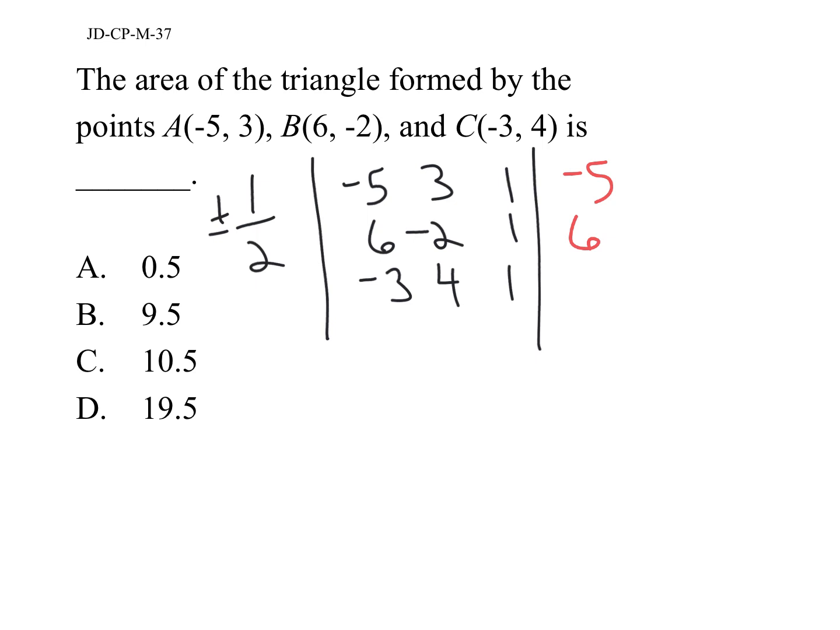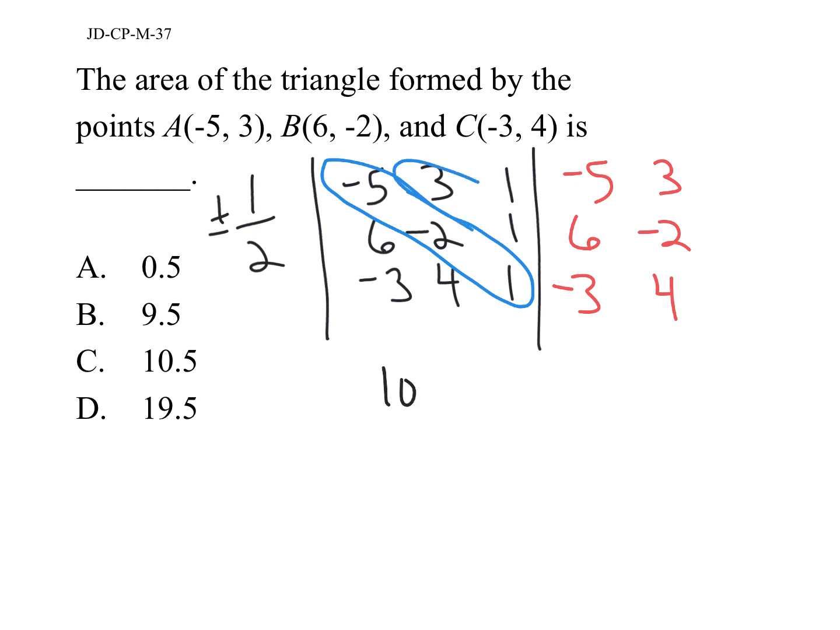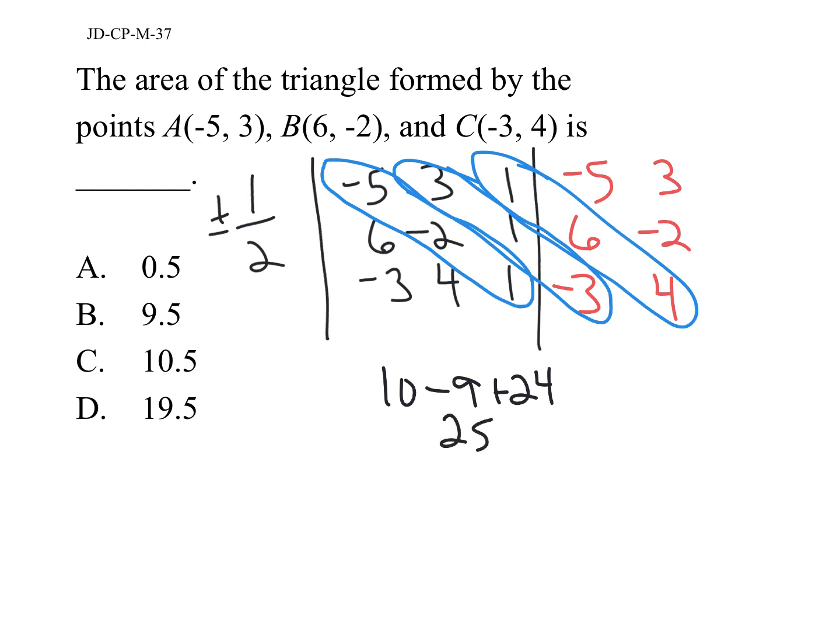So if you write these first two columns again like we did a minute ago, let's look at the diagonals. If you multiply these together, that would be 10. Multiply these together would be negative 9. And multiply these together would be 24. So 10 minus 9 is 1, plus 24 is 25.